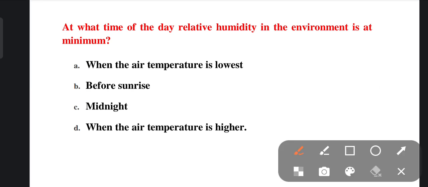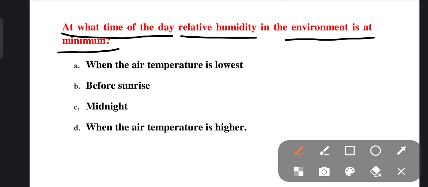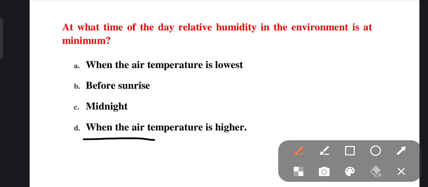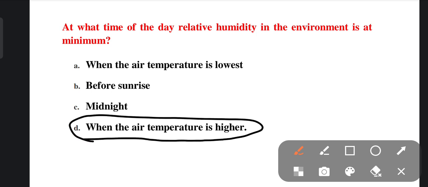The next question is, at what time of the day is relative humidity in the environment at minimum? So in the day, in which situation can we observe the humidity is higher in the environment? Options are when the air temperature is lowest, before sunrise, midnight, and when the air temperature is higher. The right one is when the air temperature is higher. What will happen? The humidity also will increase.